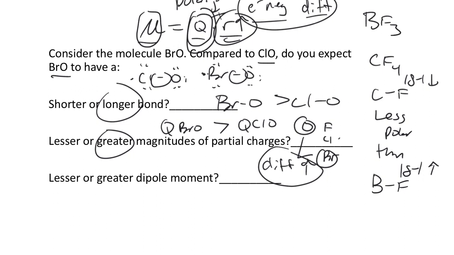And then what about its dipole moment? So the Q value is higher, the bond length's longer, so its dipole moment has to be bigger. So it has a greater dipole moment as well. So we can think about how all these values relate to each other based on the properties of chlorine versus bromine, the properties of electronegativity difference, and then putting it all together in terms of the dipole moment.